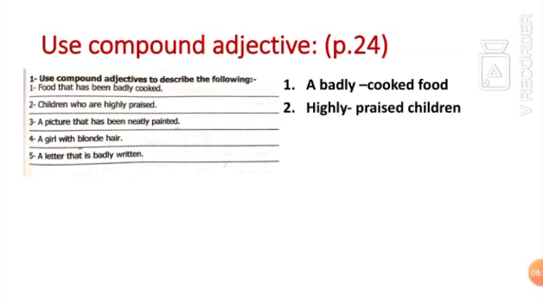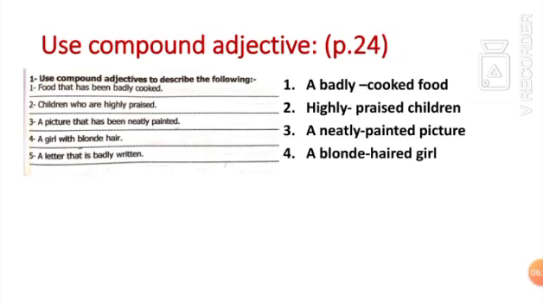Highly praised children. Number 3, a picture that has been neatly painted. A neatly painted picture. Number 4, a girl with blonde hair. A blonde-haired girl. Pay attention, we add ed because hair is a part of the body. A letter that is badly written. A badly written letter.